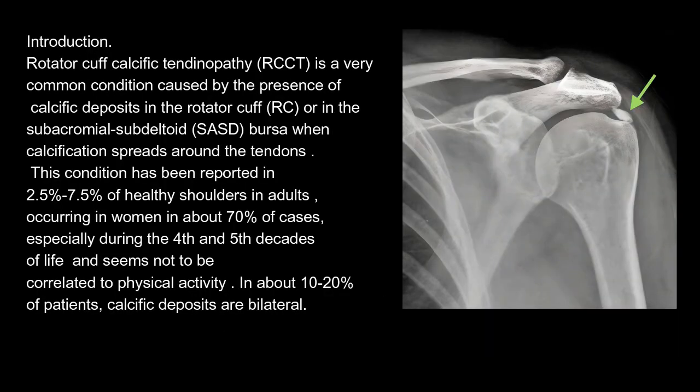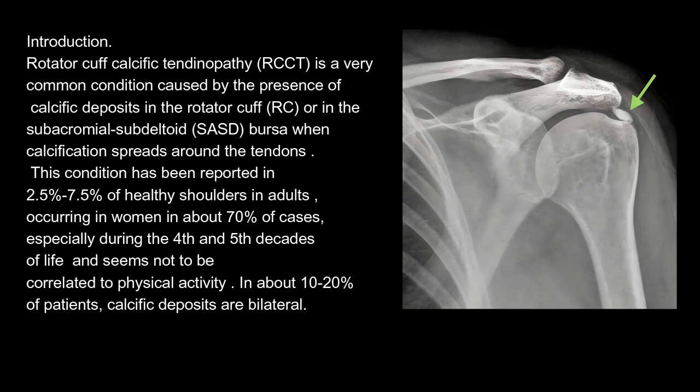Introduction. Rotator cuff calcific tendinopathy, RCCT, is a very common condition caused by the presence of calcific deposits in the rotator cuff, RC, or in the subacromial subdeltoid, SASD, bursa when calcification spreads around the tendons. This condition has been reported in 2.5% to 7.5% of healthy shoulders in adults, occurring in women in about 70% of cases, especially during the fourth and fifth decades of life, and seems not to be correlated to physical activity.